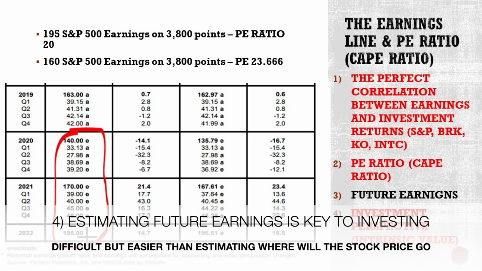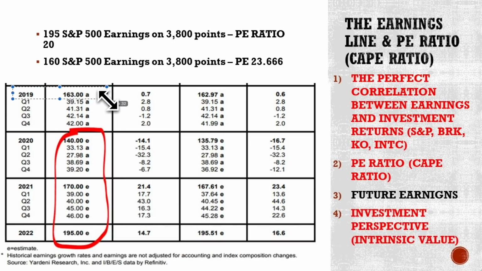This is from Yardeni Research, and you see here the estimations for the earnings. In 2019, earnings were 163 points compared to the S&P 500. Then we had the COVID decline in earnings, not even that big of a decline, but the expectations are that earnings will grow in 2021 and even more in 2022. And if you look, the market is always pricing in what will happen in the future, not what happened in the past. So the market is thinking that S&P 500 earnings will be 195 in 2022.